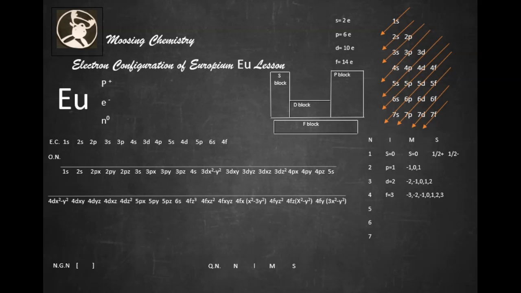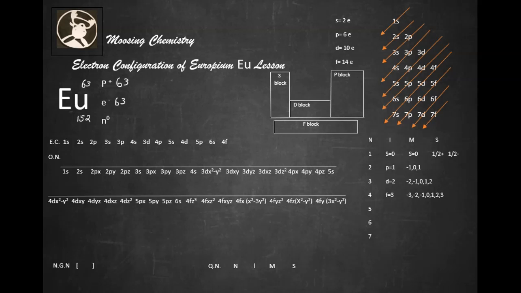This is the electron configuration of the element europium, Eu, lesson. Okay, europium happens to be element number 63, so we're going to write 63 for our atomic number, and its atomic mass number is 152. Since the atomic number is 63 and that represents the number of protons, we have 63 protons. We also have 63 electrons since it's electrically neutral.